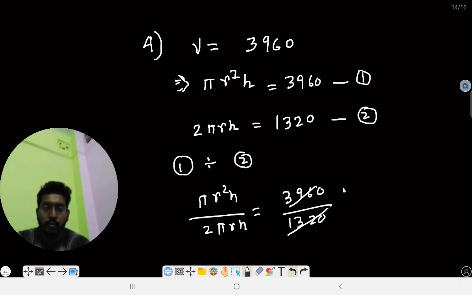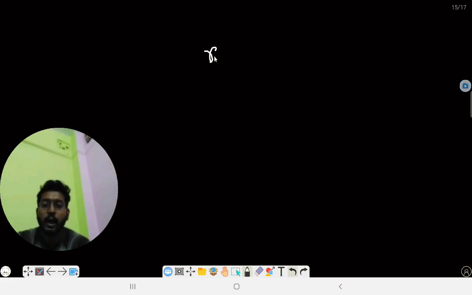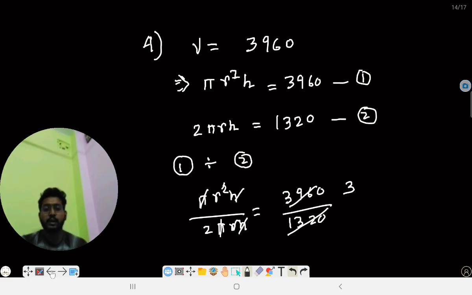Now it will become 3, and pi will be cancelled out, 1 r will be cancelled out, and 1 h will be cancelled out. That means r by 2 equals 3. So r by 2 equals 3, which means r will be 6 centimeter. So here r is coming 6 centimeter.